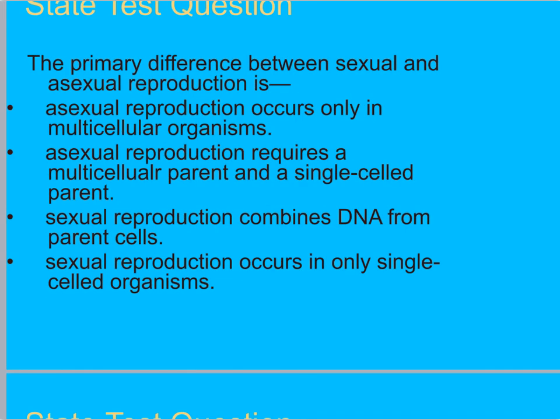The primary difference between sexual and asexual reproduction is: asexual reproduction occurs only in multicellular organisms; asexual reproduction requires a multicellular parent and a single-celled parent; it's a typo, sorry; sexual reproduction combines DNA from parent cells; or sexual reproduction occurs in only single-celled organisms. Okay, hopefully you know that sexual reproduction is combining the DNA from two parents.